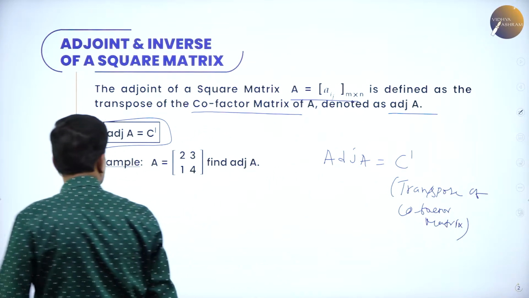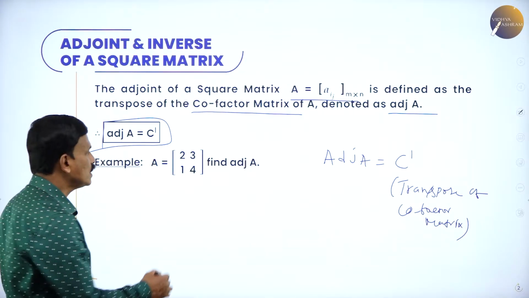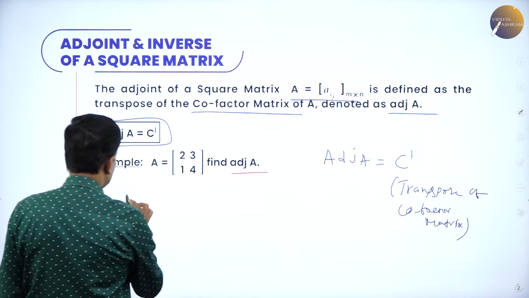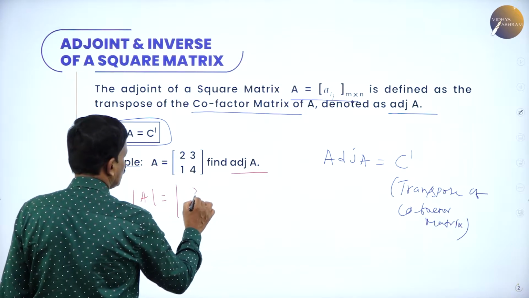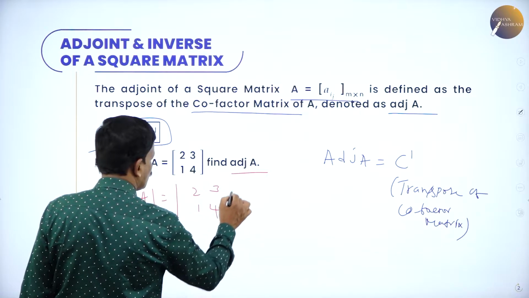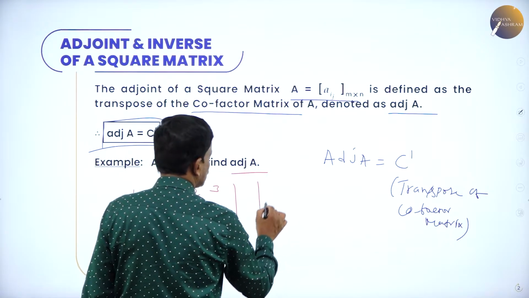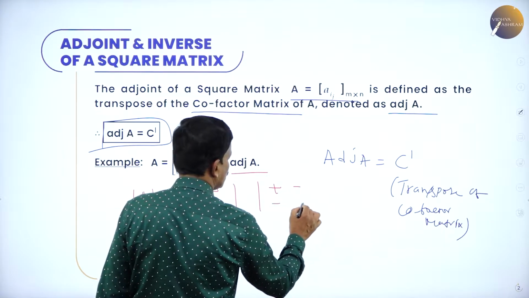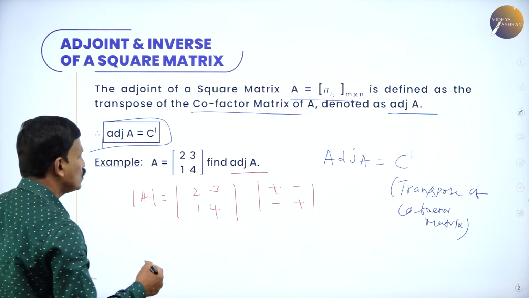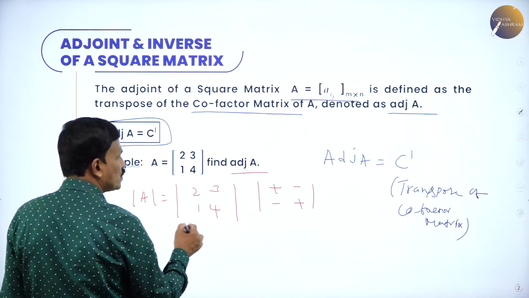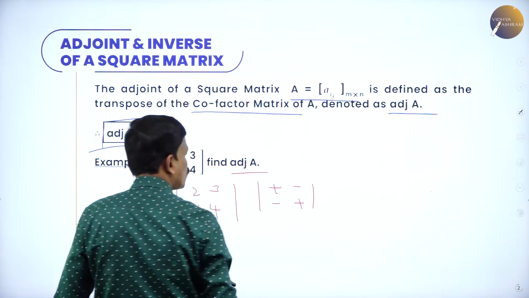Now, let us take for example, if A is equal to 2, 3, 1, 4, then find the adjoint. Let us write down the determinant of A, which is the determinant 2, 3, 1, 4. Now, the signs are very important. The signs are plus, minus, minus and plus. Now, find out the cofactors for each and every element.